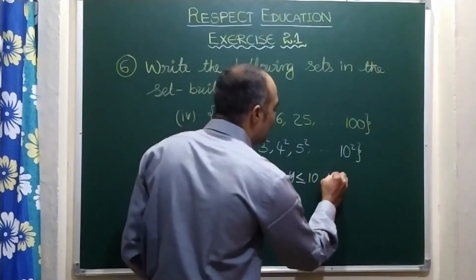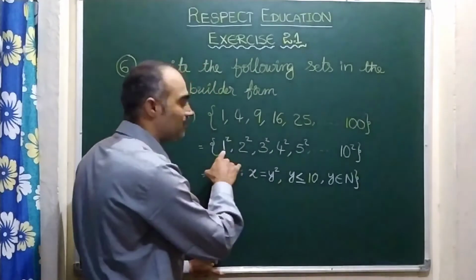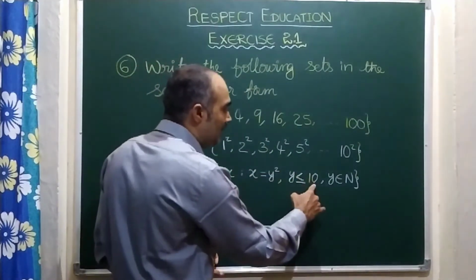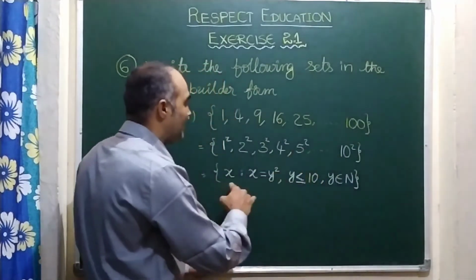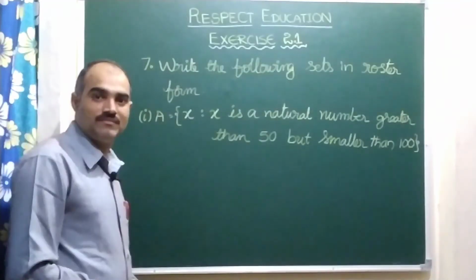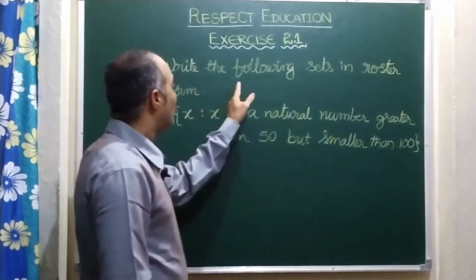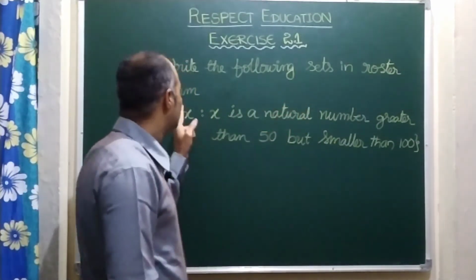So here which kind of number is y? Y is a natural number because here y starts from 1 and here it ends up with 10. So here this is the set builder form for the given question. Let us see next question, that is question number 7. Write the following sets in roster form.